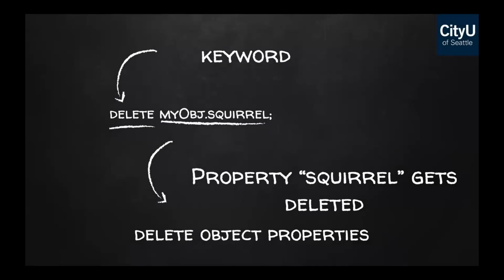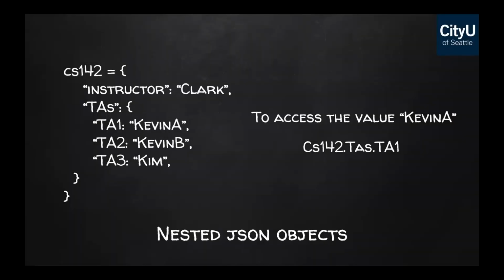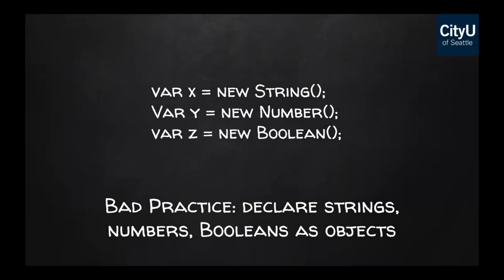Know the delete keyword to delete an object property or key. With for in, you get all the keys. With this nested JSON object, you basically call the variable and access it with dot notation. Then there's another object, TAs, and another dot notation to access the key TA1 to get Kevin A. Bad practice: declaring strings, booleans, numbers as a new object. Please don't do that.